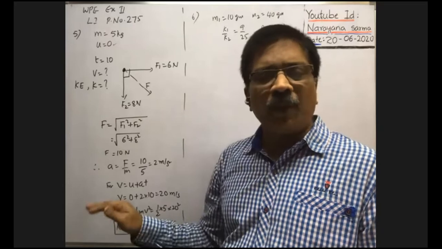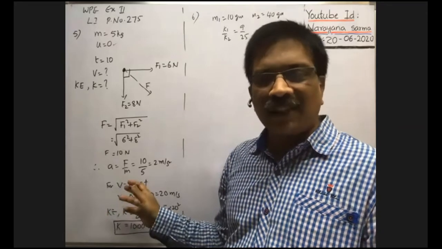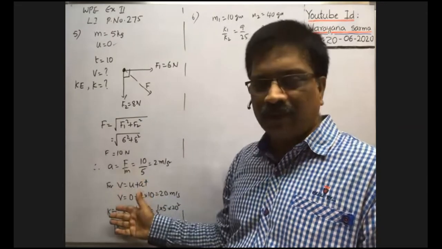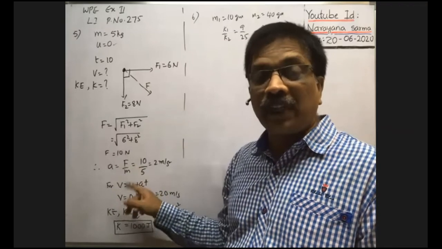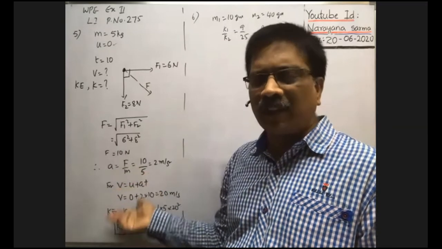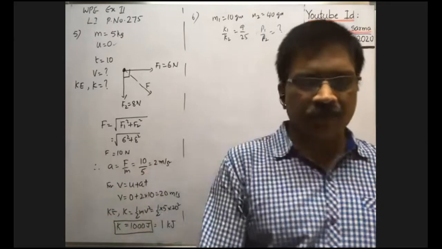Suppose the body is at rest, so the initial velocity is 0, then we can write V by T is equal to A. Actually, A is equal to V minus U by T. If U is equal to 0, then we can write V by T. Okay? Yes, sir. Thank you, sir. Okay, now, welcome.